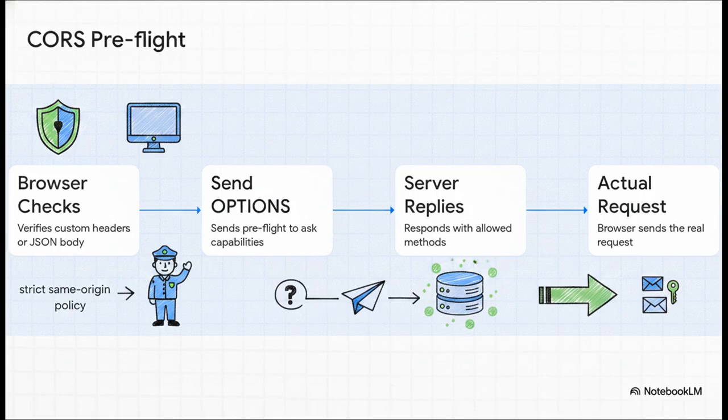Well, the browser acts as a security guard. If a request uses custom headers like an authorization token or sends a JSON body, the browser hits pause. It first sends an OPTIONS request, which we call a preflight. It's basically asking the server, hey, do you support these methods from this specific domain? The server then responds with its allowed capabilities. And only if the server gives the green light does the browser send the actual real request.